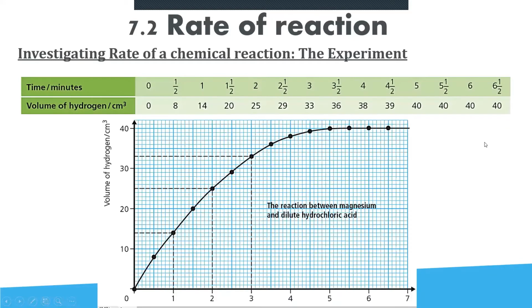Okay, and by using this table, we draw a graph where the x-axis will be the time and the y-axis will be the volume of hydrogen gas evolved. So as you can see, from 1 minute it produces 14 centimeter cube. So in the final exam, you will be asked to draw graphs like this. Tables will be given and you will be asked to draw a graph like this.